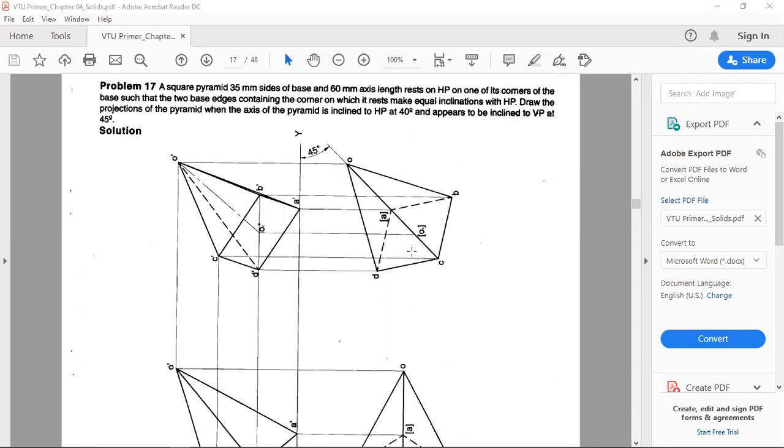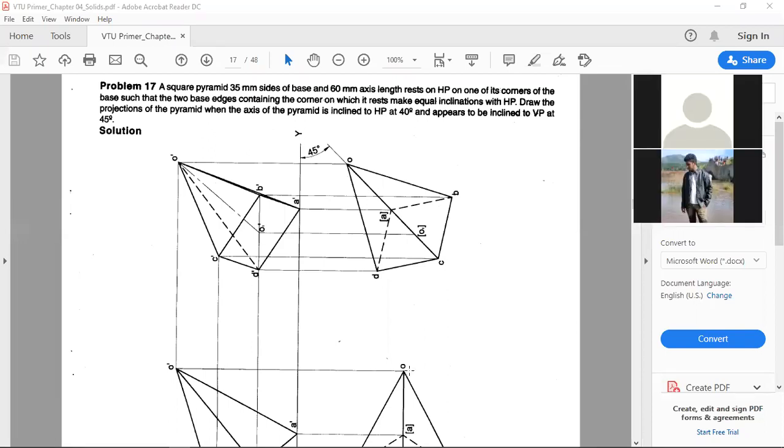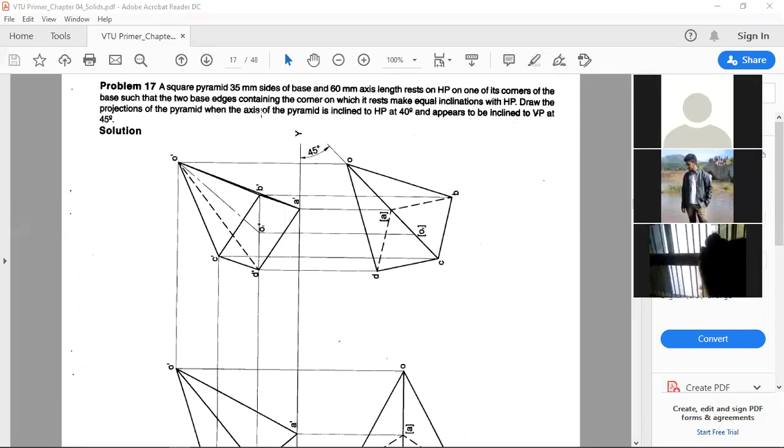So we know what a pyramid is, and you should know the difference between a prism and a pyramid. A pyramid has one base and one apex. Apex and base corners are joined by slant edges. So that is called a pyramid, whereas a prism has two bases, the top base and the bottom base.